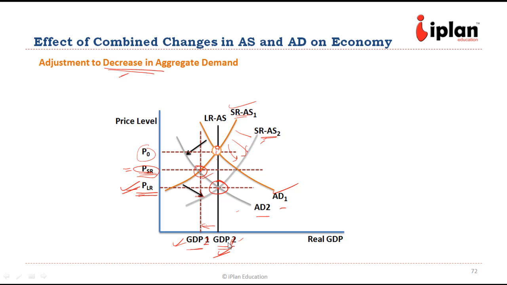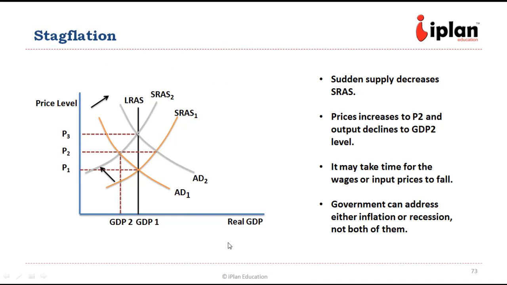Now let us move to the next concept, the concept of stagflation. What is stagflation? This is a peculiar situation in economics where the inflation rates are high and the GDP growth is low. So we are not able to grow even though the price levels are higher.